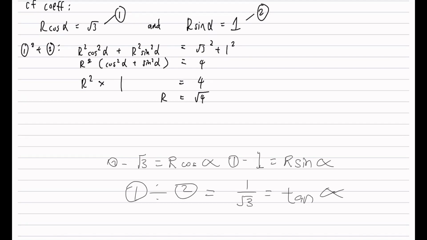Do you need plus minus? By convention, r is more than 0, so no, you don't need plus minus. Just square root 4 is good enough. So r equals 2. It's just a convention and it works.